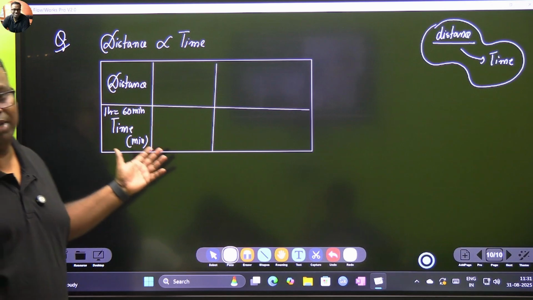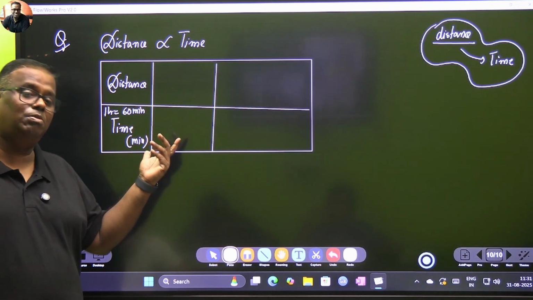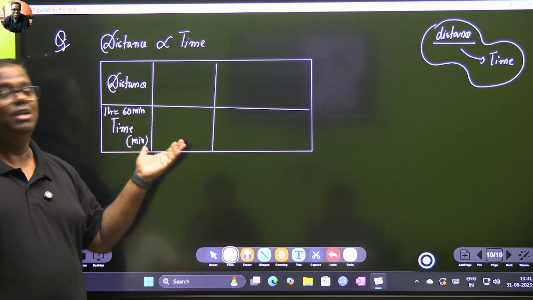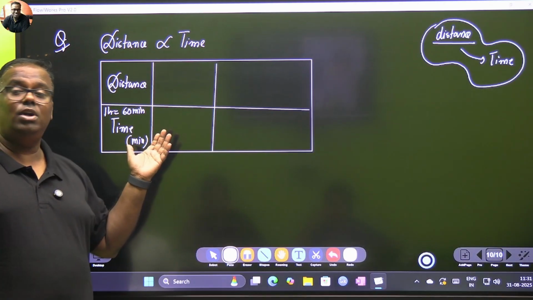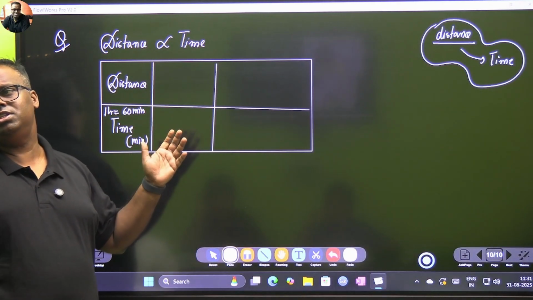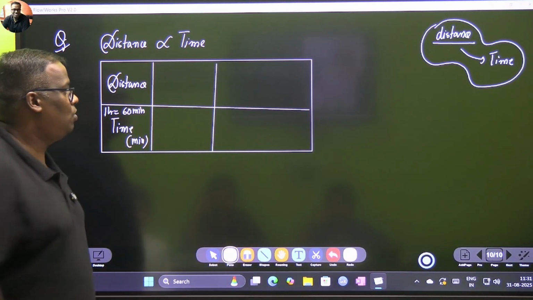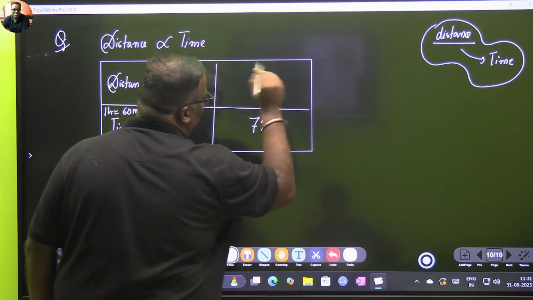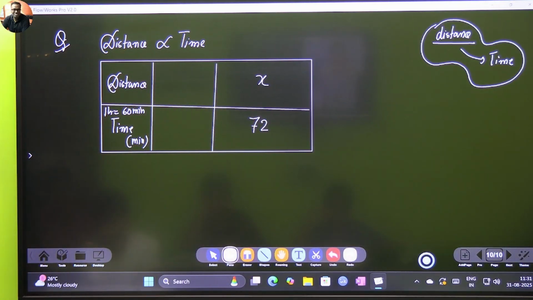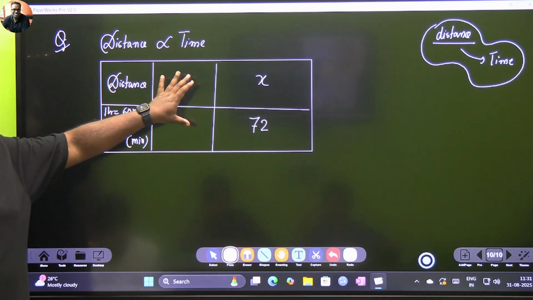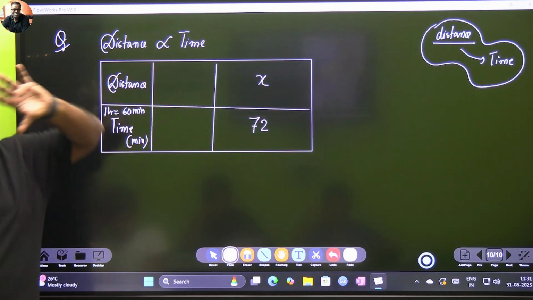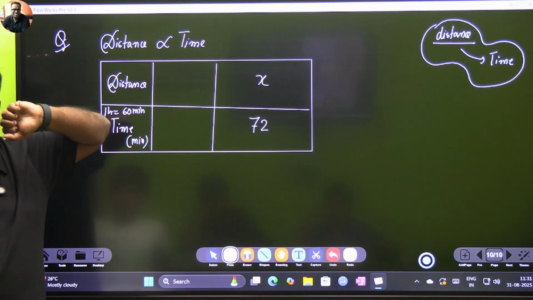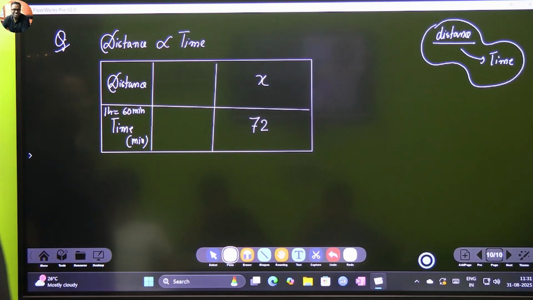Look at this problem. Everyone look at it, because you will again land up in a problem. In 1 hour 12 minutes. 1 hour 12 minutes is 72 minutes. Do you agree? So in 72 minutes, how much distance will I cover? This is what has been asked. But I need to fill these two data also. That data has been twisted for you. Now read the question from first.